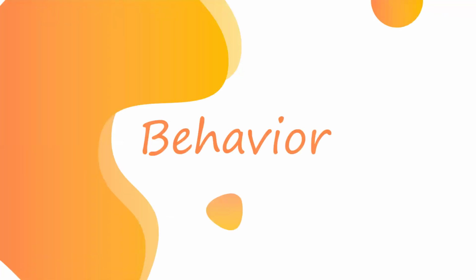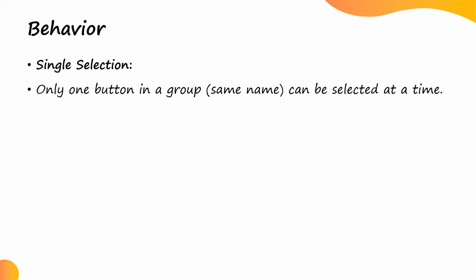So what is the behavior of radio buttons? There is something we call single selection. Only one button in a group that has the same name can be selected at a time. You cannot select more than one radio button. If you have 5 radio buttons in a group, only one can be selected at a time.